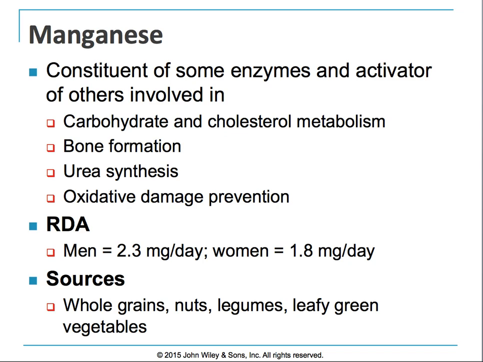And so the last couple trace minerals we're going to get into here, manganese. Manganese is a constituent of some enzymes and activator of others involved in carbohydrate and cholesterol metabolism, bone formation, urea synthesis, and also works to prevent oxidative damage from things like free radicals. The RDA for manganese in men is 2.3 milligrams per day, and in women it's 1.8 milligrams per day. Sources of manganese include whole grains, nuts, legumes, and leafy green vegetables.